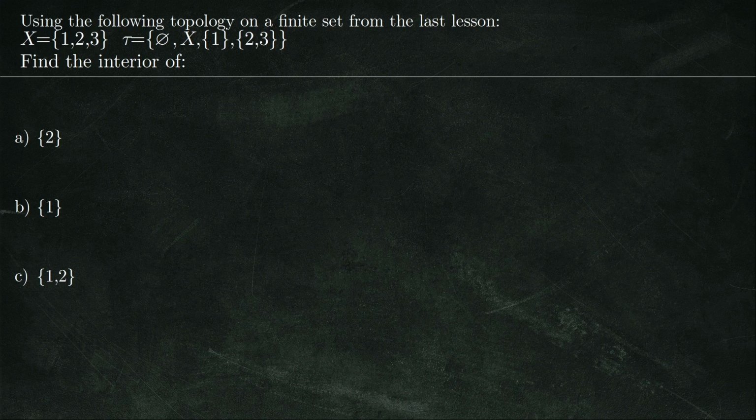Okay, now you've had a go. For the first one, we'll look at all open sets contained in {2}. Well, the only option there is the empty set. Then for B, we look at all open sets contained in {1}. Well, this is {1} and the empty set. We union those and we get {1}.